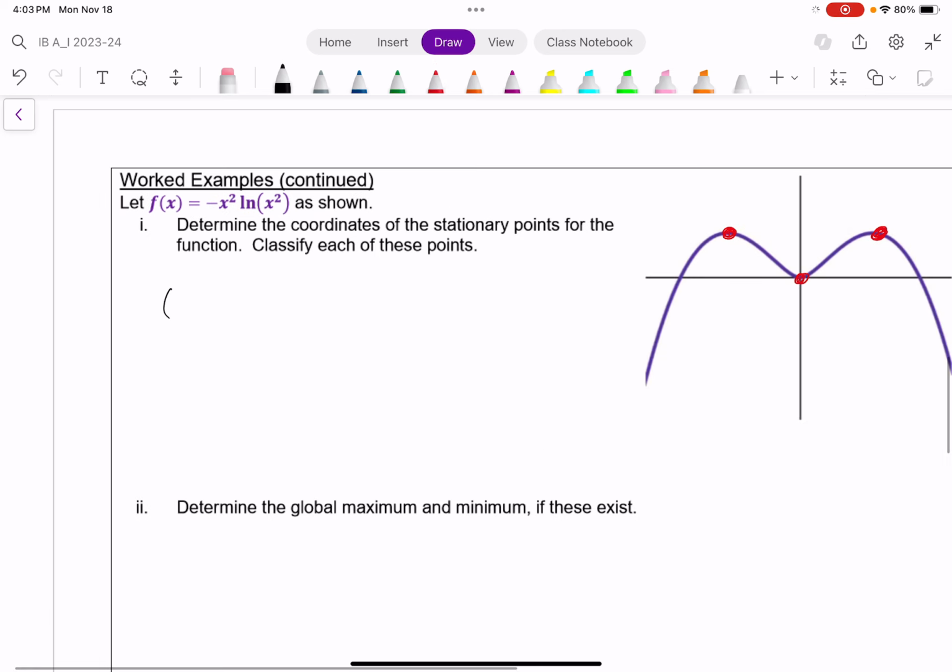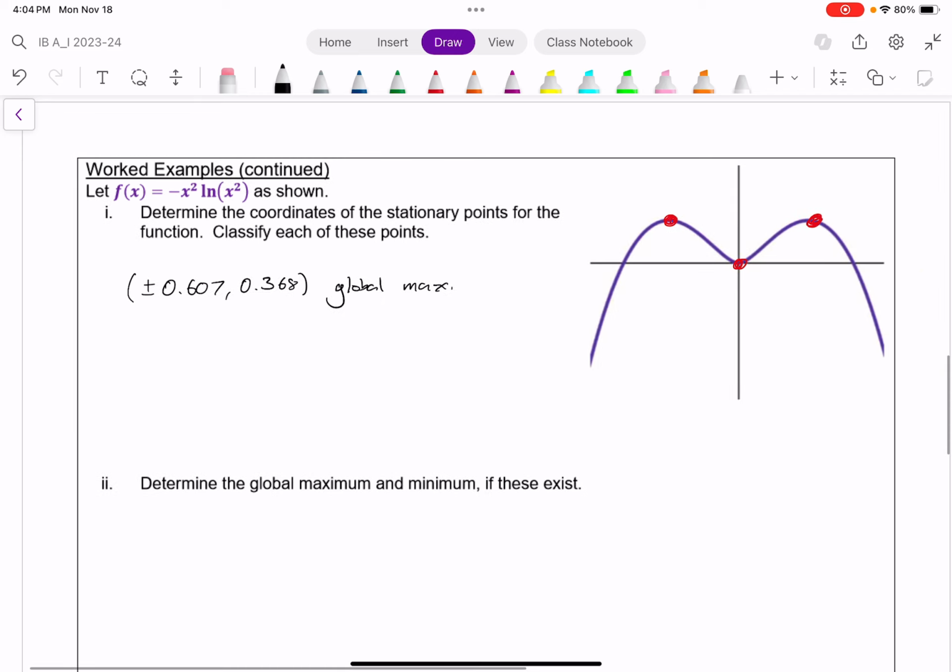And so I got plus or minus 0.607 and 0.368. These are our stationary points. In fact, they are both global maximums. They're kind of a tie. And those are these points here. And that's accurate to 3 significant figures.